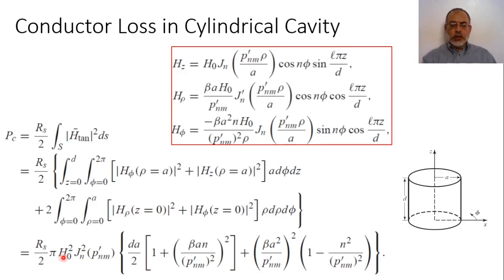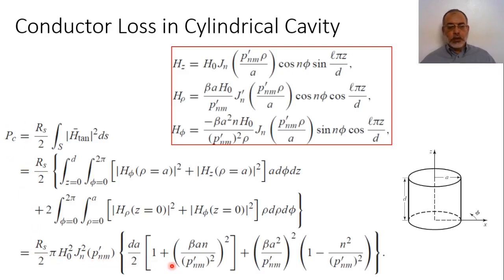And as I mentioned, you could use integration tables or integral tables to find out this closed form of integrations. So this is the power losses due to the conductor loss.